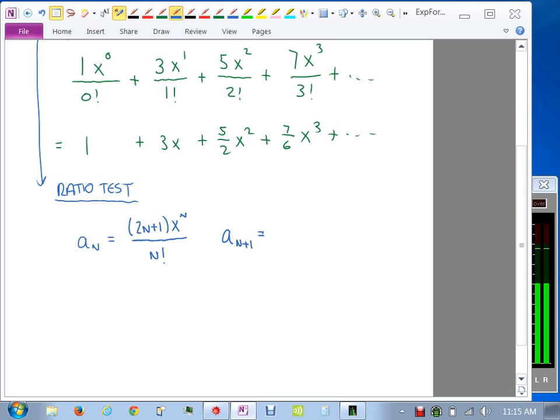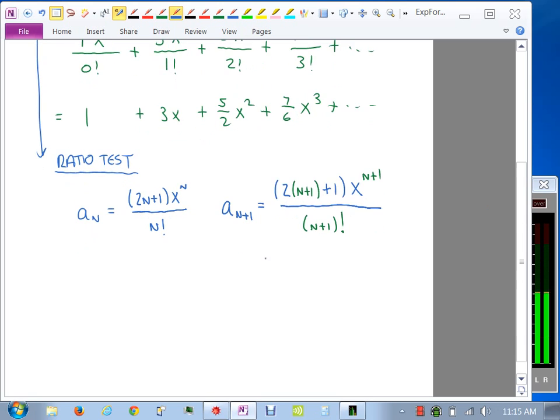A sub n plus 1 would be what we get when we plug n plus 1 in. So we get 2, and then here's my n plus 1. I noticed on the test some people had trouble with that. Plus 1. And then x to the, now I'm plugging in the n plus 1 there. And then all of that over n plus 1 factorial. Right? So I've replaced all my n's with n plus 1s. And now I just multiply this stuff out and clean up the a sub n plus 1.